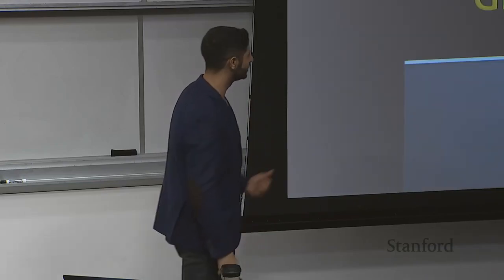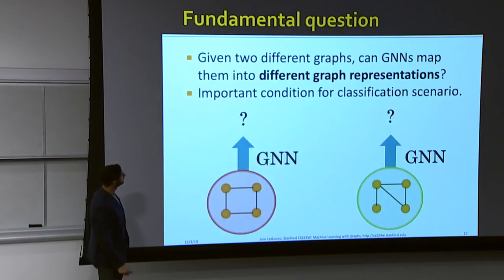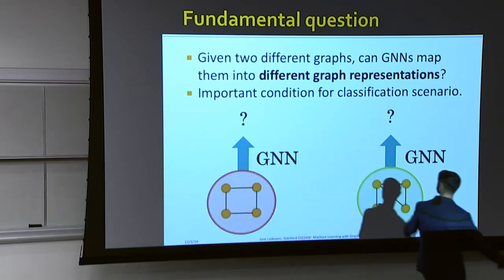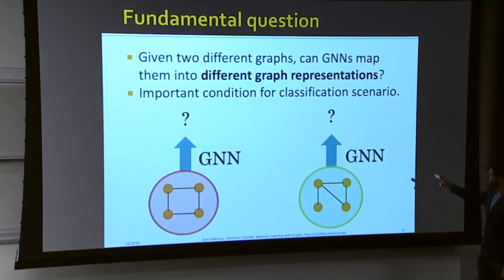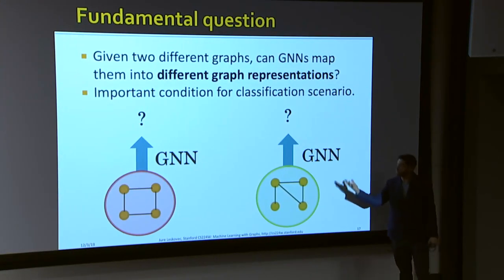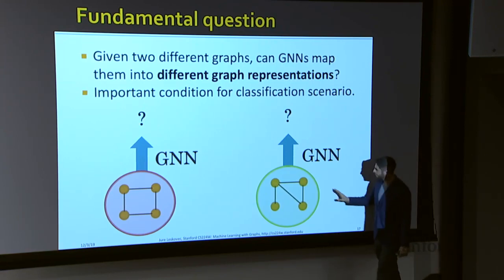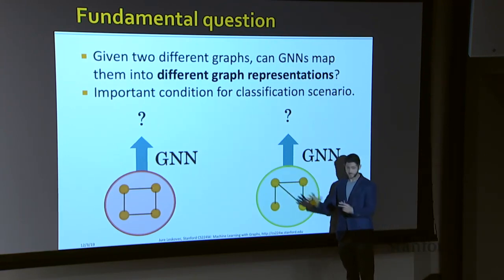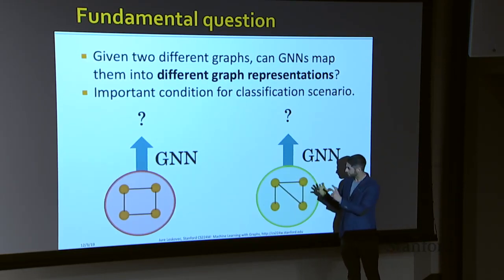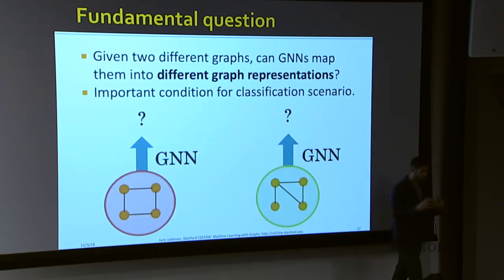So first part, limitations of conventional GNNs. As we were saying before, given these two different kinds of graphs, can a GNN map them into different graph representations, okay? And obviously this is a very important condition for a classification scenario. If you think about it, these could be standalone graphs, they could be subgraphs. In general, if this kind of small structure is not distinguishable by a GNN, clearly there is a limitation that we would like to avoid, right?